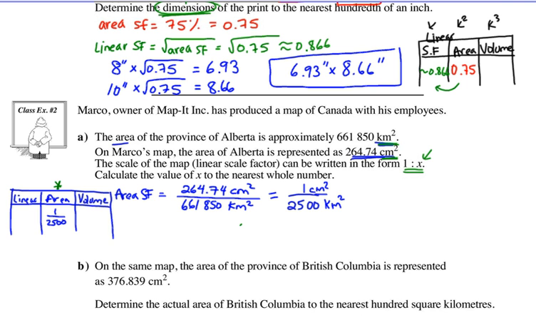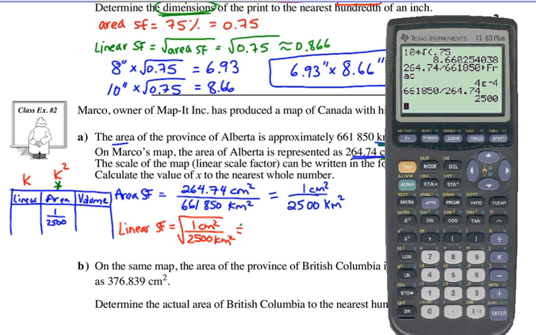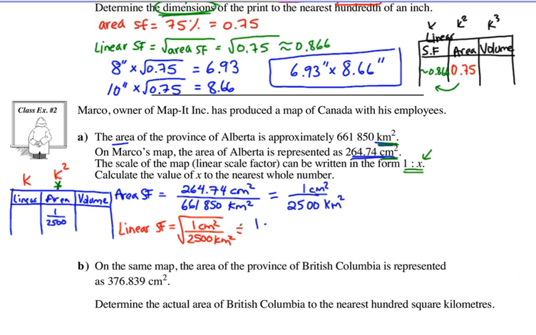So how do we go, if this is our area, or a k squared, or linear squared, how do we go backwards again? We square root. So for our linear scale factor, we're going to square root our area. Square root of the 1 centimeter squared over 2,500 kilometers squared. So square root 1 over 2,500. And what happens is when we square root our squared units, they become linear units. So change that to a fraction, it's 1 over 50. So 1 centimeter is 50 kilometers.